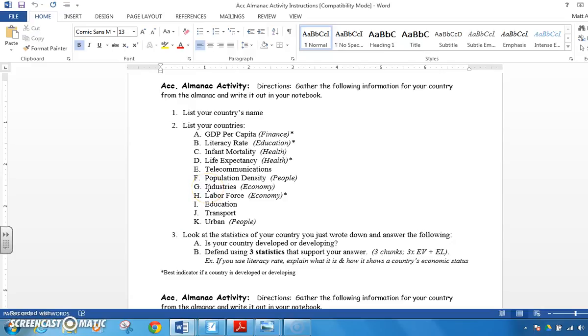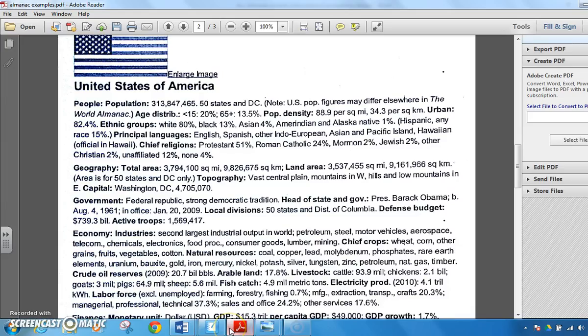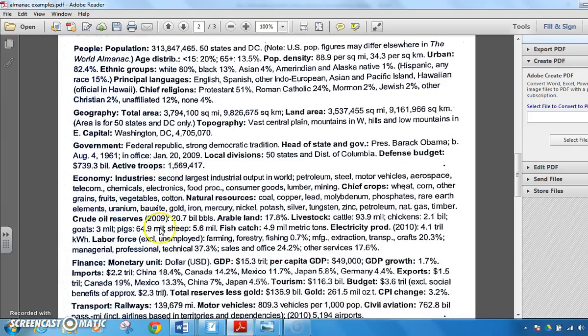Now this is where you're going to need to do some thinking from last class block, but the industries are going to be found in economy. So if I'm going to my economy industries, it says the second largest industrial output in the world: petroleum, steel, motor vehicles, aerospace, telecommunications, chemicals, electronics, food, consumer goods, lumber, and mining. If you go back to your notes from last time in class, we said a high variety of industries means it's a developed country.